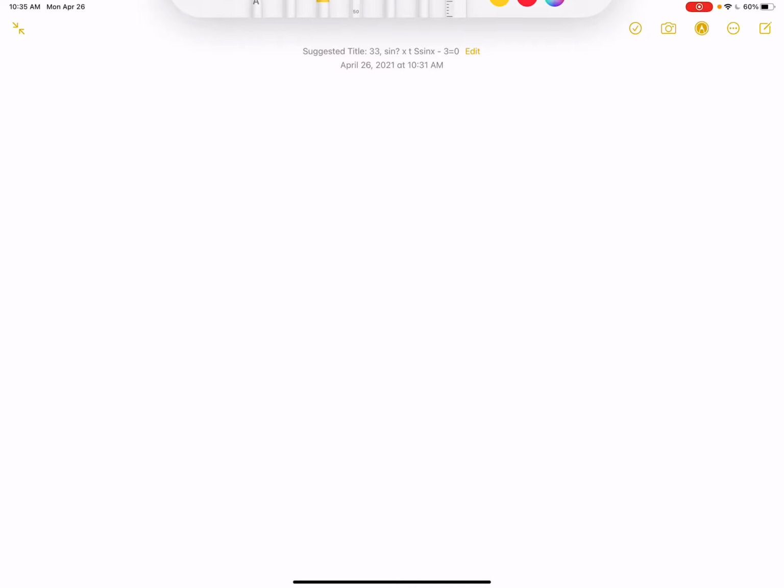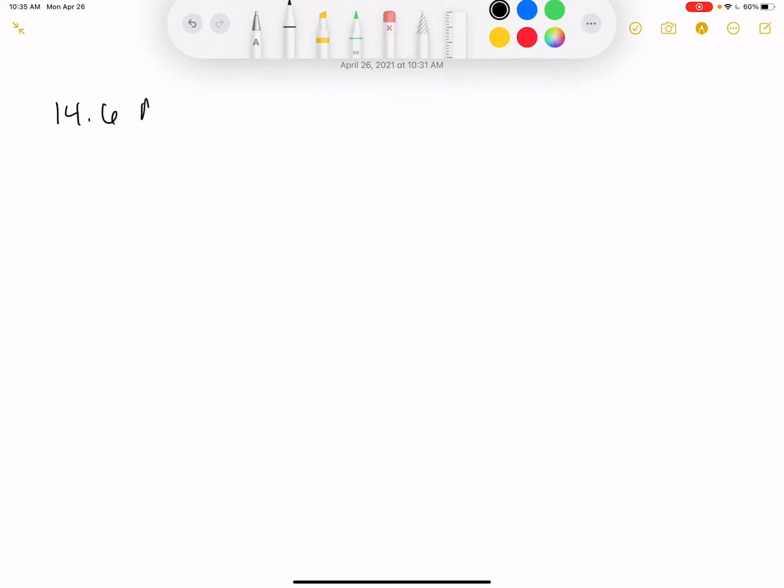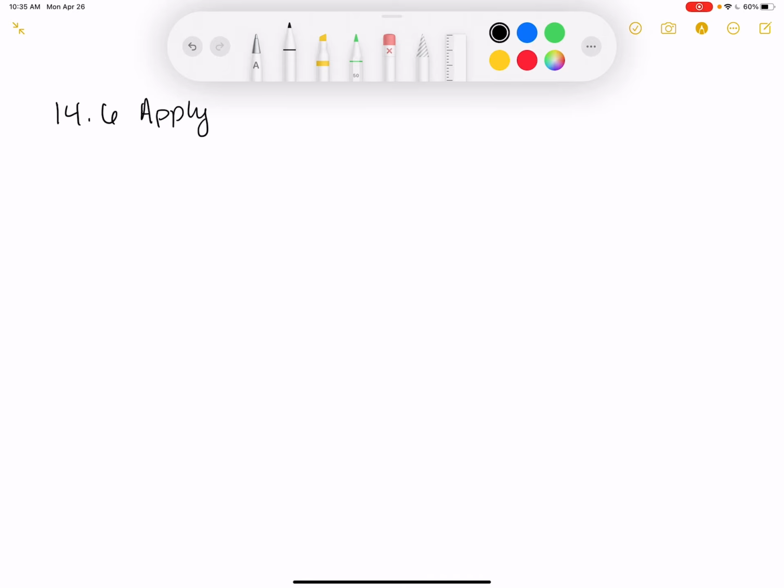All right. 14.6. Apply sum and difference formulas. You wrote actual sum, didn't you?